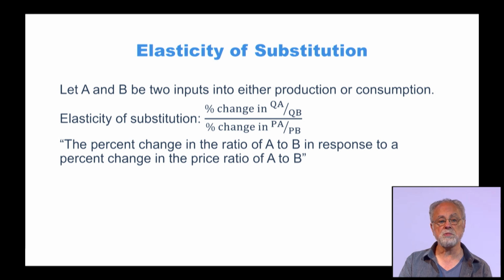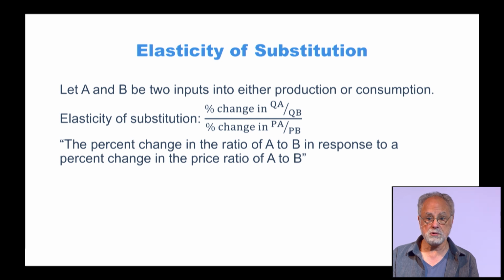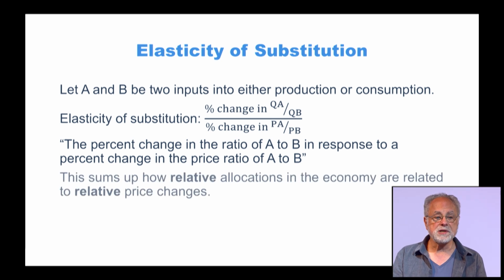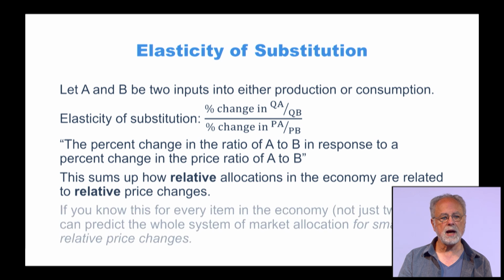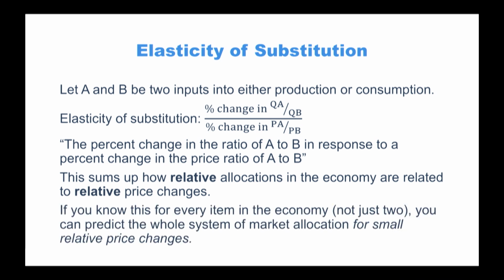So it's the percent change in the ratio of A to B, the quantities, in response to a percent change in the price ratio of A to B. What's interesting about this is that it enables you to, by comparing different goods, if you were to do that for all the goods in the economy, you would be able to calculate the entire change in the whole market system, not just one market, but the entire market system for small changes in relative prices. I mentioned small changes because elasticities, as we'll see, are really just about relatively small changes for reasons the next lecture we'll get into.